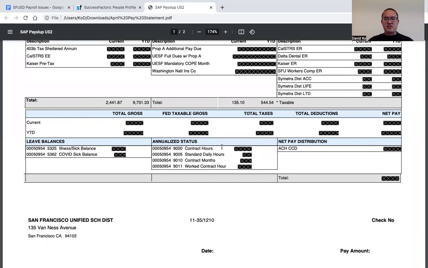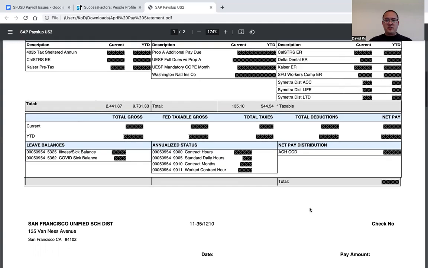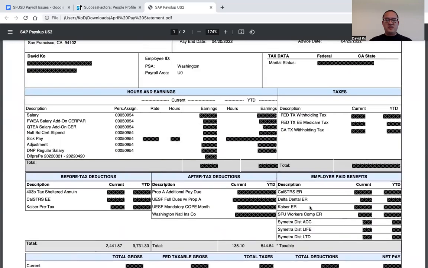The annualized status information simply tells you how many hours, daily hours, months you're contracted to do. This is all based on the formula of us having 7 hours in a day. Note that both for the illness sick balance as well as the COVID sick balance, the same is true. So for example, we started the year with COVID sick balance being at 10 days. It shows up here as 70 hours under the assumption that we're spending 7 hours per day. That hopefully makes sense, the different elements of the pay stub and the areas that I at least know for sure some people have been harmed by.